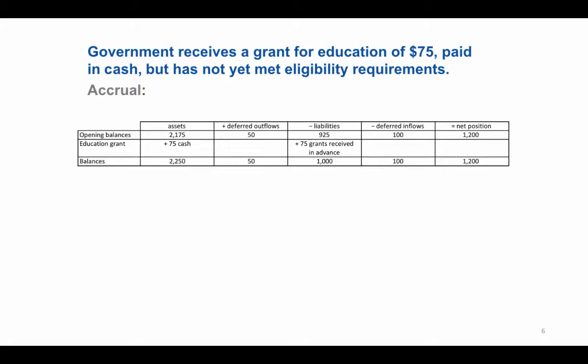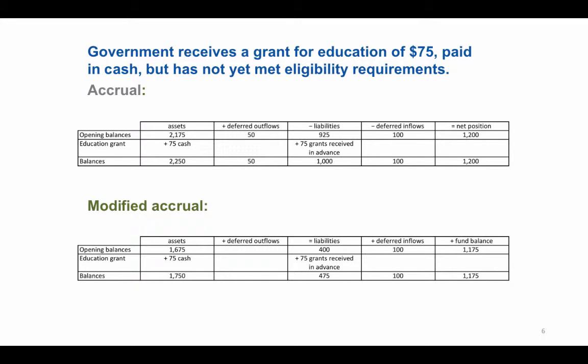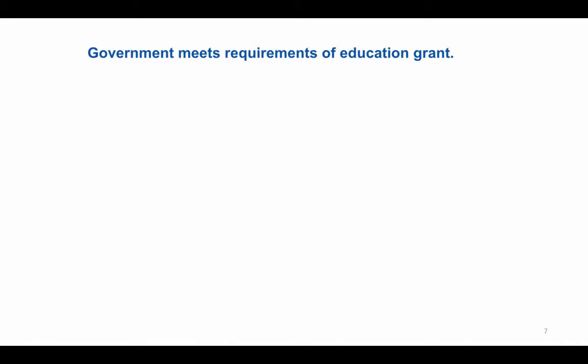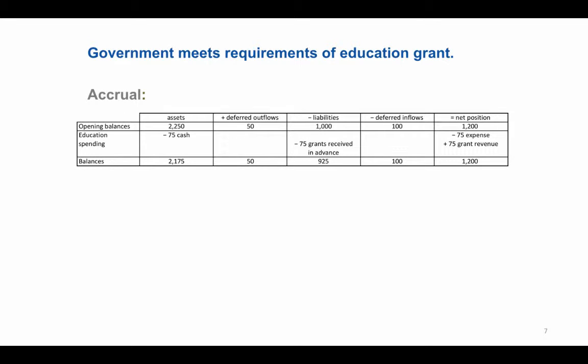So there's no effect on net position. There's no recognition of revenue here because the eligibility requirements have not been met yet. And it's exactly the same under modified accrual in the governmental funds. Subsequently, the government meets the requirements of the education grant. It spends $75 on this education activity that the grant is for. So you see it has $75 less in cash. It now has a $75 education expense.